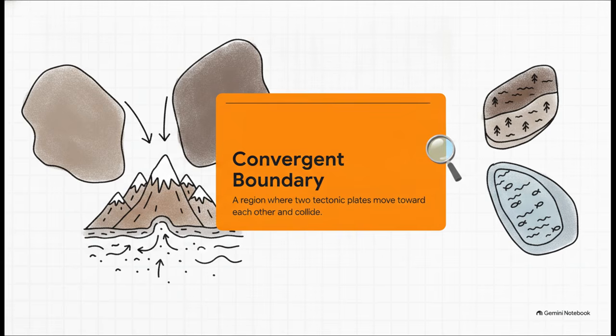Moving on to part 2, Convergent, the colliding plates. A convergent boundary is simply a region where two tectonic plates are moving directly toward each other and colliding. Imagine a slow-motion, super high-stakes crash. But what actually happens after the crash? Well, the outcome of this collision depends entirely on the specific types of Earth's crust involved.